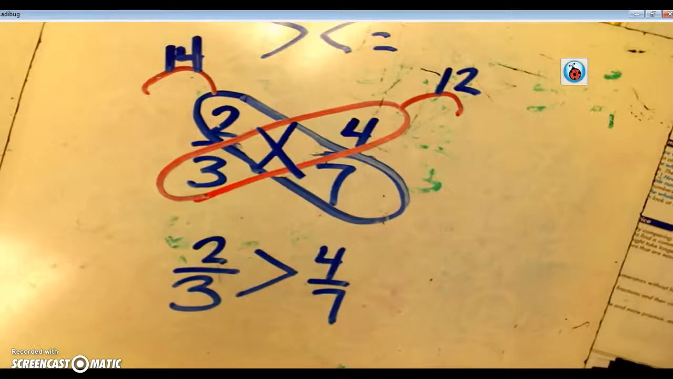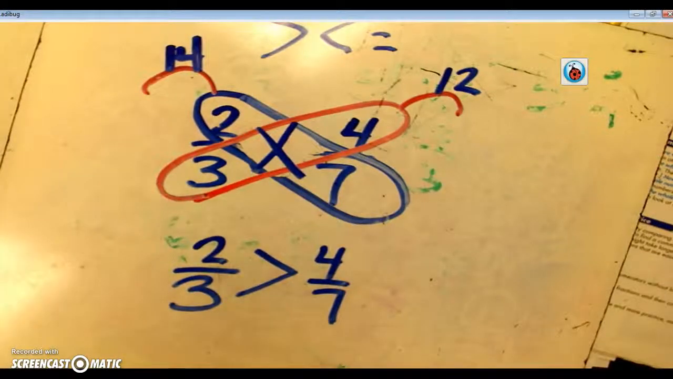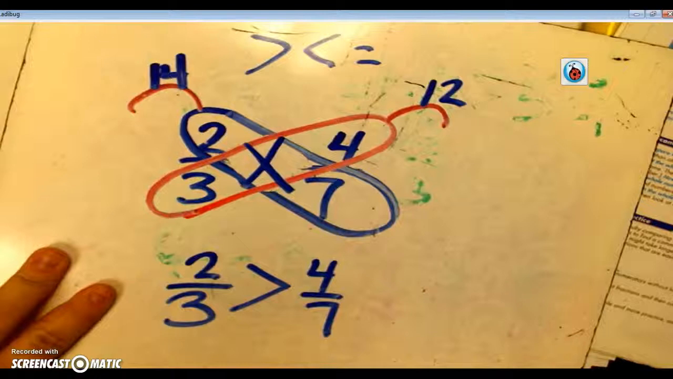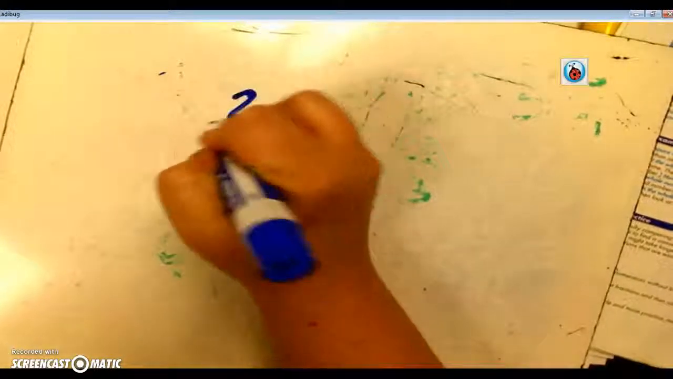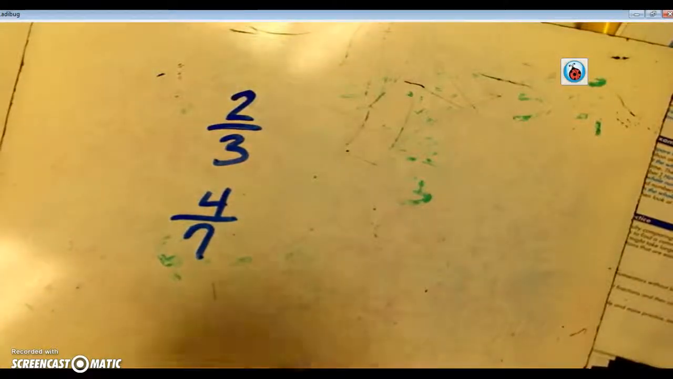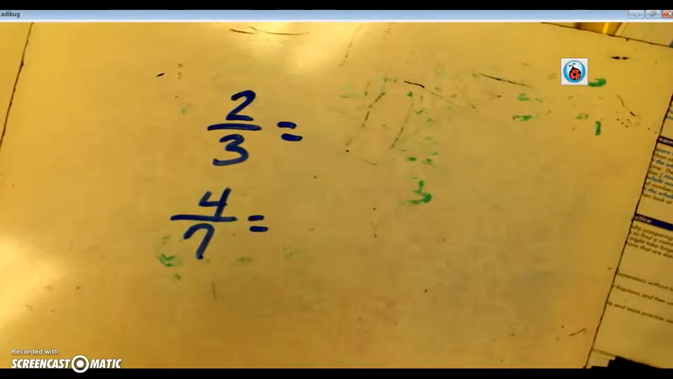You can take 2/3 and 4/7 and find a common denominator, which would be 7 times 3 is? 21. All right. Let's look at 2/3 and 4/7 the old-fashioned way that we've been taught, where we have to create common denominators.